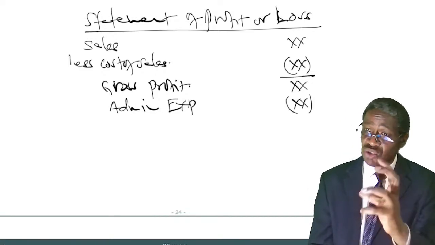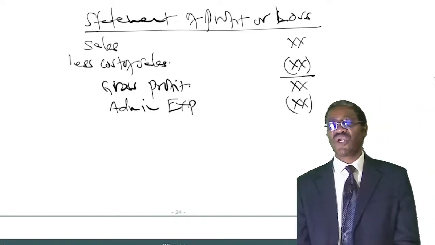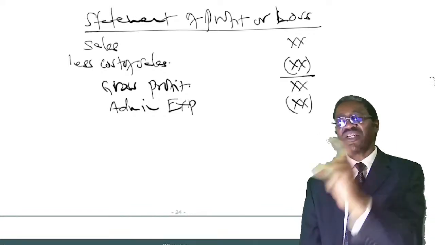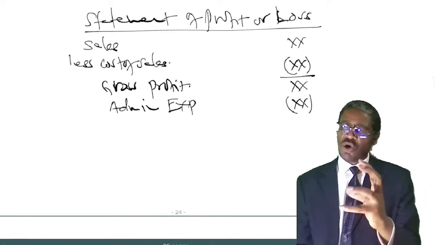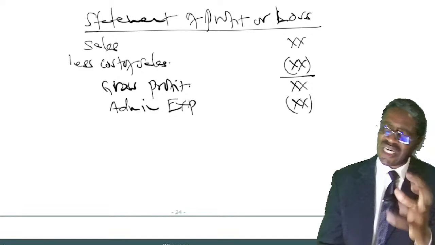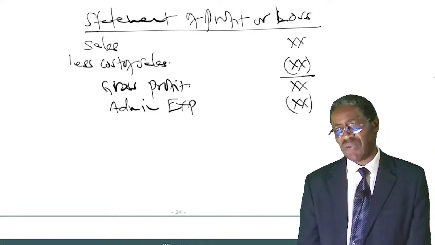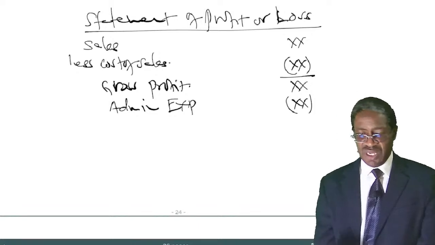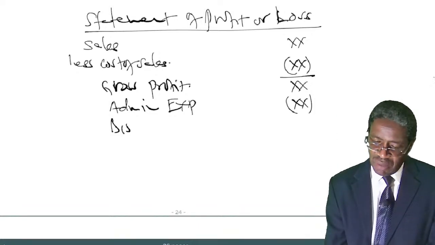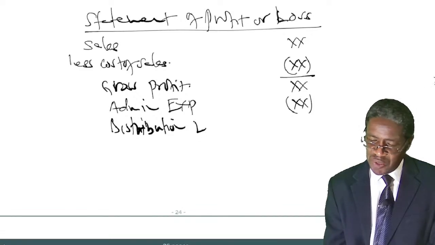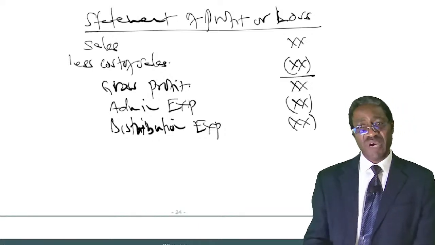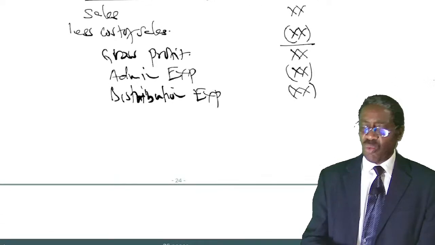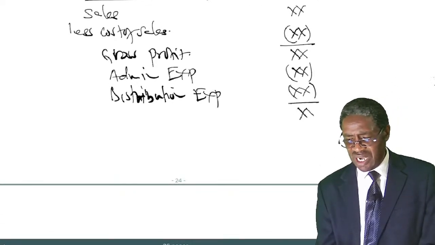Then another function that may be performed in an organization is what we call the selling and distribution function. Again, combine all the expenses that are of selling and distribution in nature, combine all of them somewhere, and bring it again as a single amount. So you can come and say here, distribution expenses. Whatever it is, you minus.